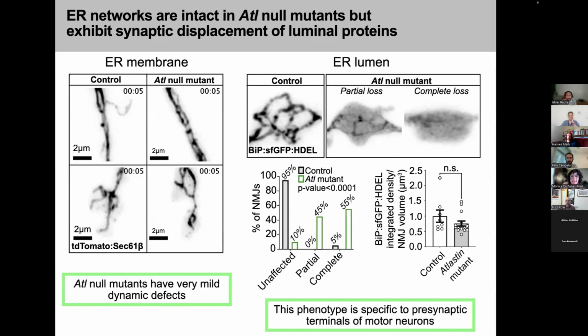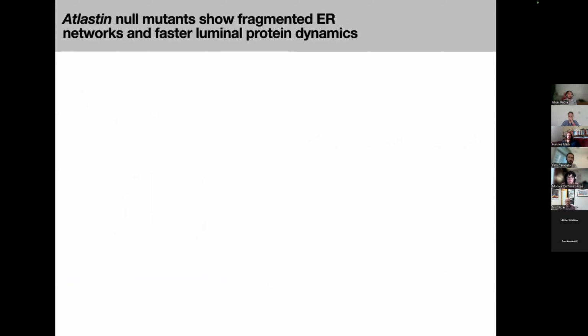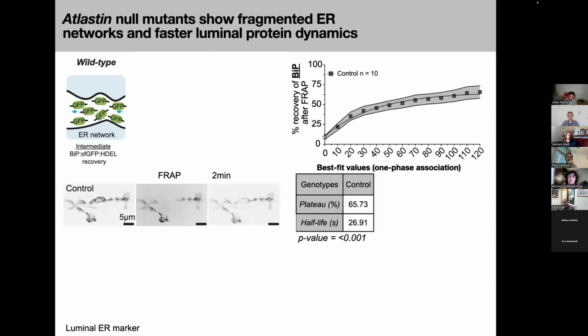dysfunction. And so up to this point, my hypothesis started to be that maybe the luminal marker is actually being displaced to the cytosol in these Atlastin null mutants. And so if this hypothesis was true, the movement of the luminal marker would be faster in Atlastin mutants because it would be free from diffusing within the ER. And in the cytosol, it would be able to diffuse much faster. And so I decided to use FRAP to test this hypothesis.